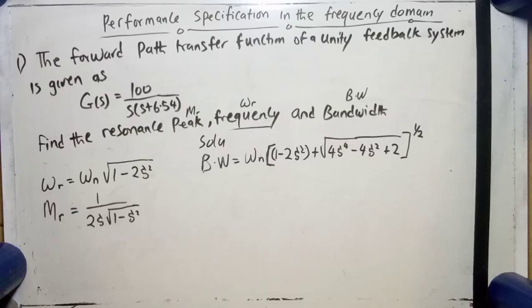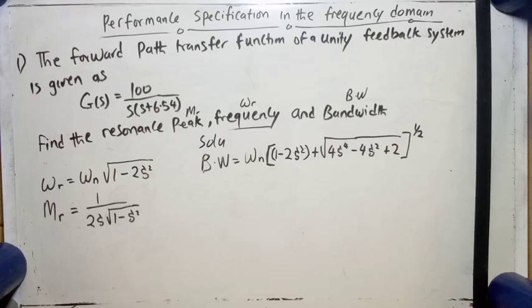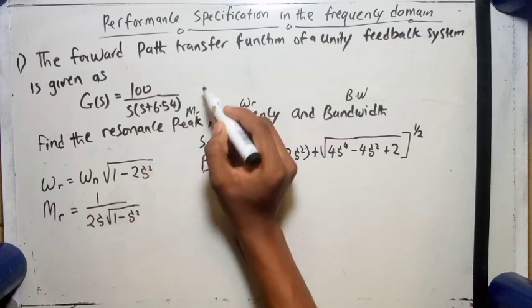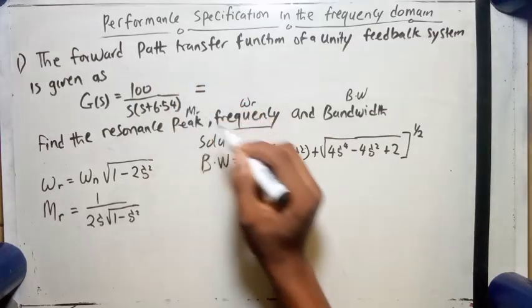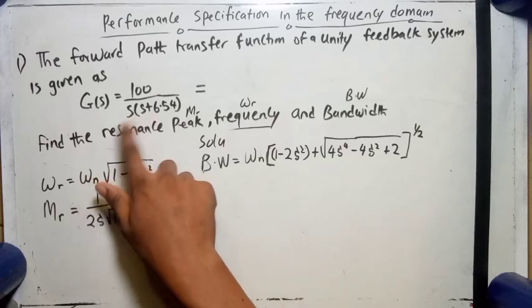Now the issue remains: see formula, see question, no resemblance. Where do we get Wn from? No fear. This question is actually the representation of an open loop transfer function. This time we're talking about a second order transfer function. We call it second order because we have two s's.